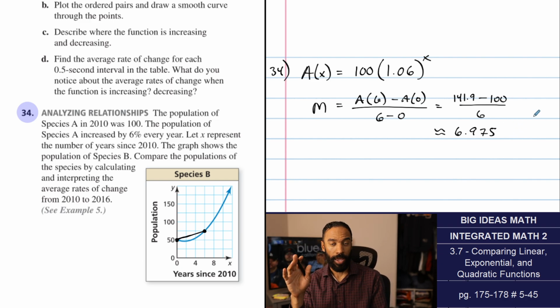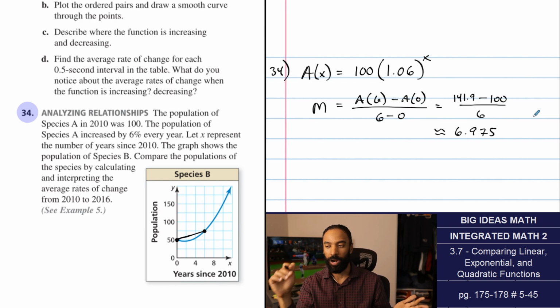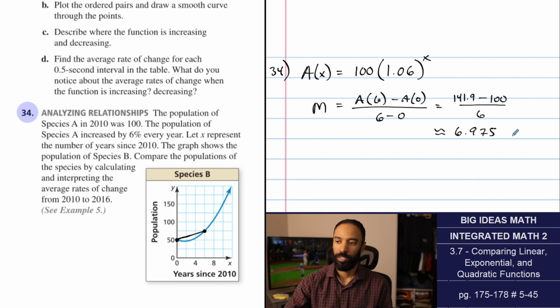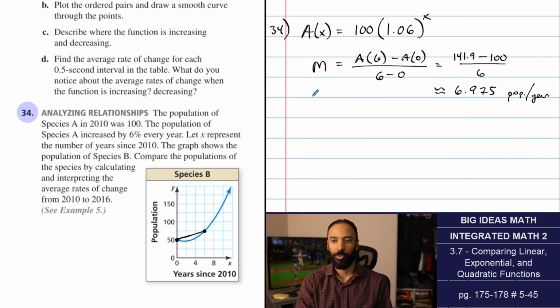Change. So around 7, right? They add around 7 fish, deer, people, whatever it is, population change per year. Right? That's an increase. The other one will be an increase as well.